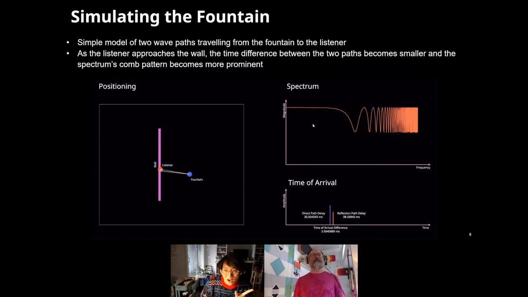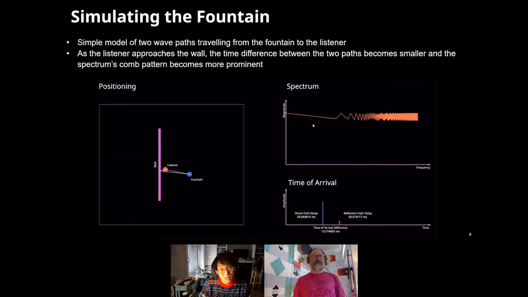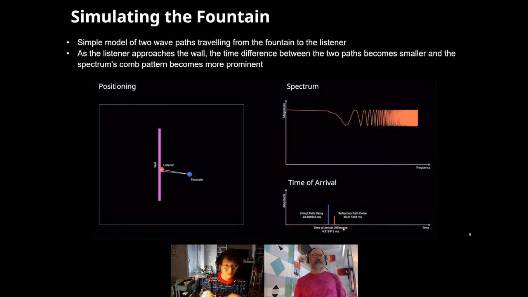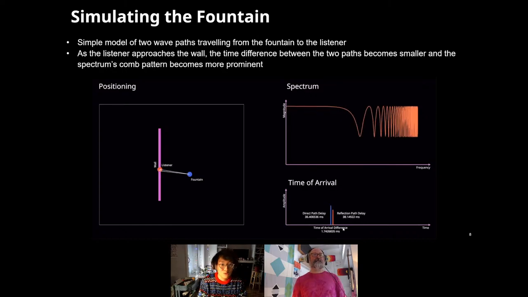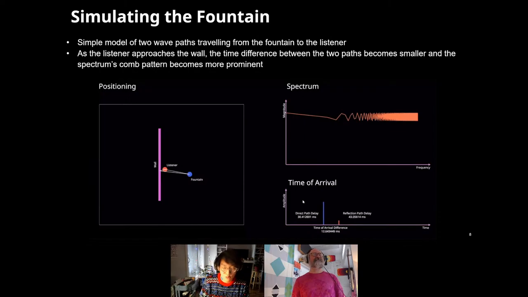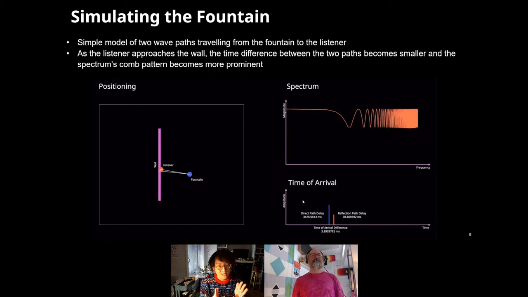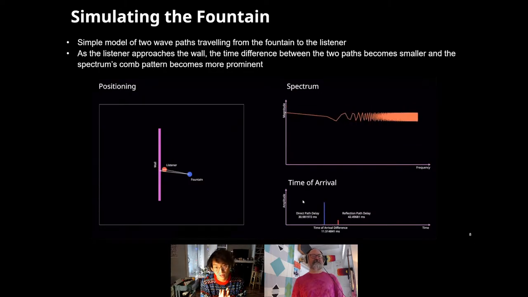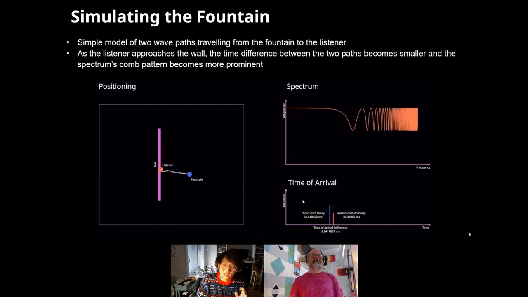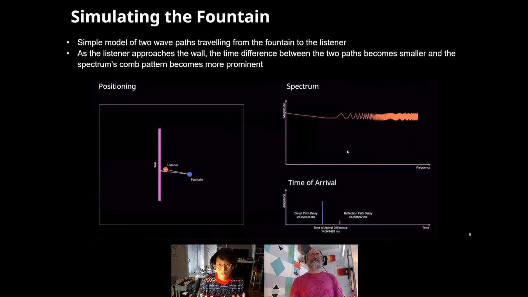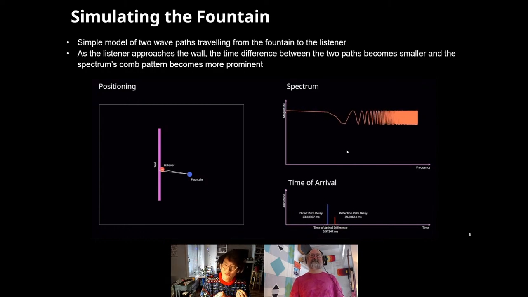On the right, we have the spectrum, and we can see the changes to the spectrum as the listener moves to the wall. And at the bottom, we're recording the times of arrival of those waves from the different paths. When the listener moves closer to the wall, we start to see the time of arrival of the direct path and the reflection path converge into one place. That gap starts to get smaller and smaller. And as a result, as it gets less than 20 milliseconds, as it gets closer and closer to 1 millisecond, we see the spectrum start to take on that really prominent comb pattern that we saw a couple of slides back. So the closer you move to the wall, the more phasing that you're going to hear.